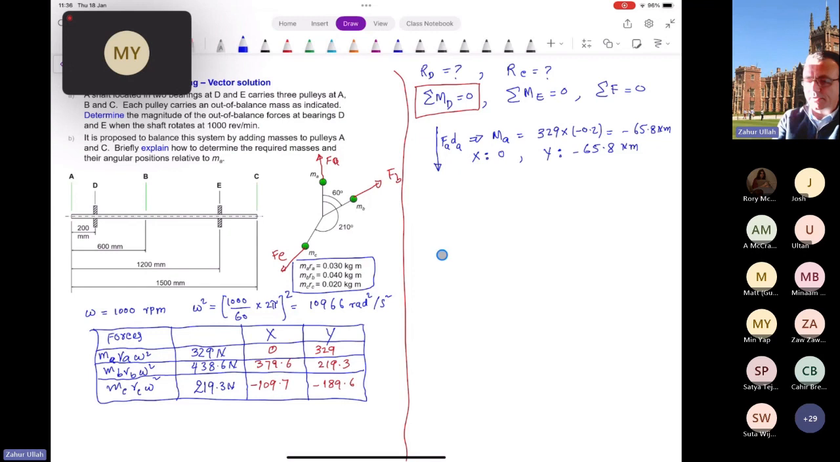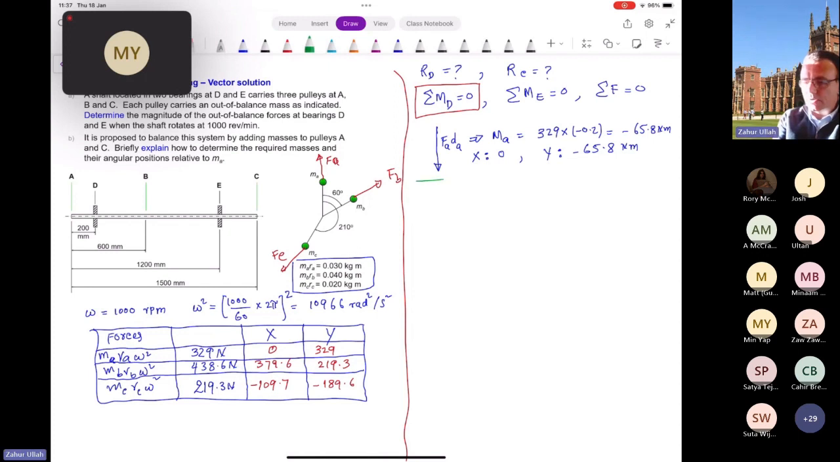Now we need to calculate MB here. If you take the moments from D, we know that the distance here is positive, which is 400 from D to B. And we know the force, which is 0.04 kilogram meter, but here we change this to Newton, which was 438.6.